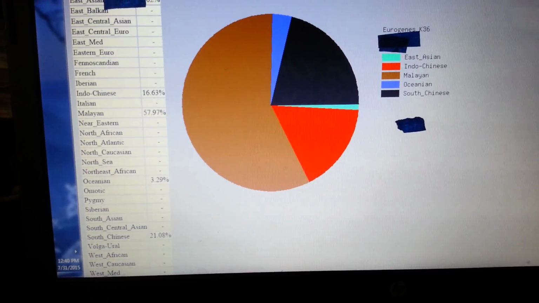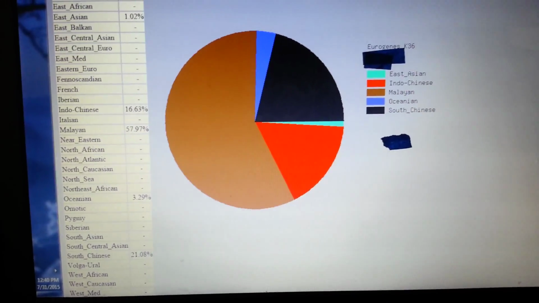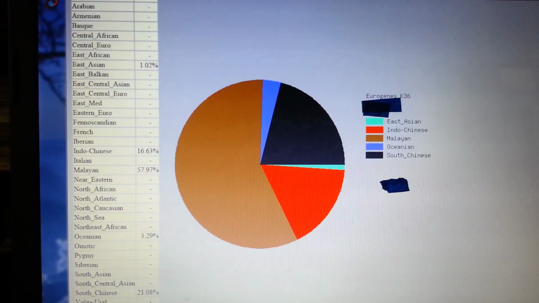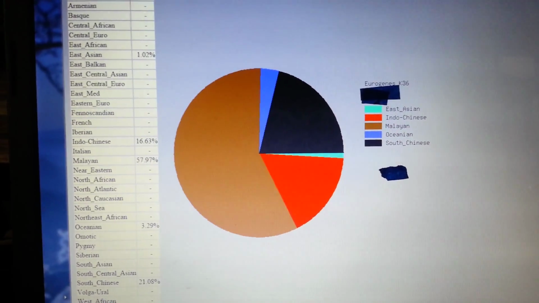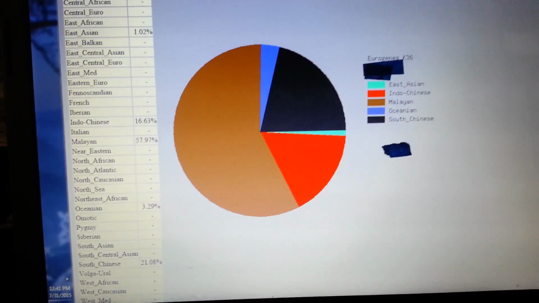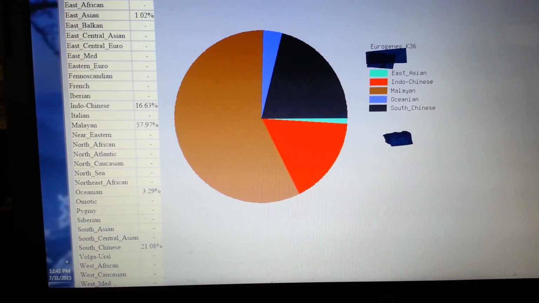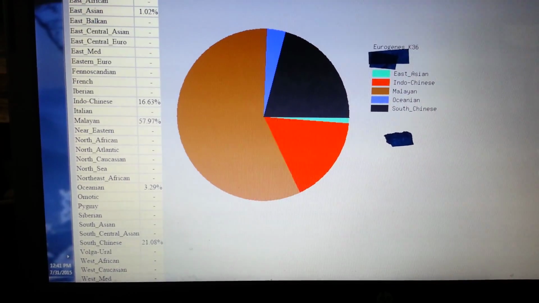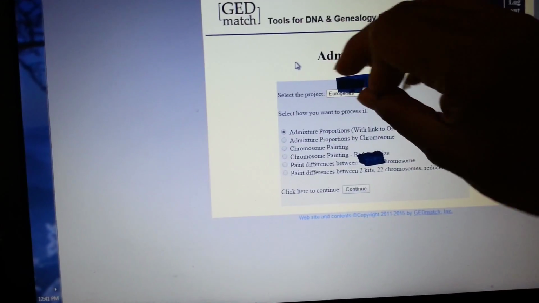Now, this one is the actual breakdown for like the Asian DNA, I noticed. Because this one goes all the way to American Indian. See, my American Indian doesn't show here, which is probably less than 1% or to 1%, but here it is. The East Asian is Northern Asia part, I think would probably be that Siberian that I keep showing up in some of the admixtures. Indo-Chinese, 16.63, Malayan, 57.97, Oceanian, 3.29, and South Chinese, 21.08. So here's just what it kind of looks like on GEDMatch.